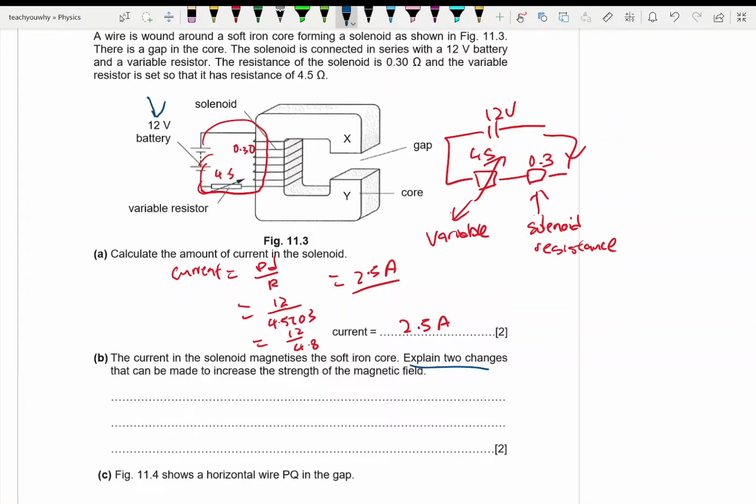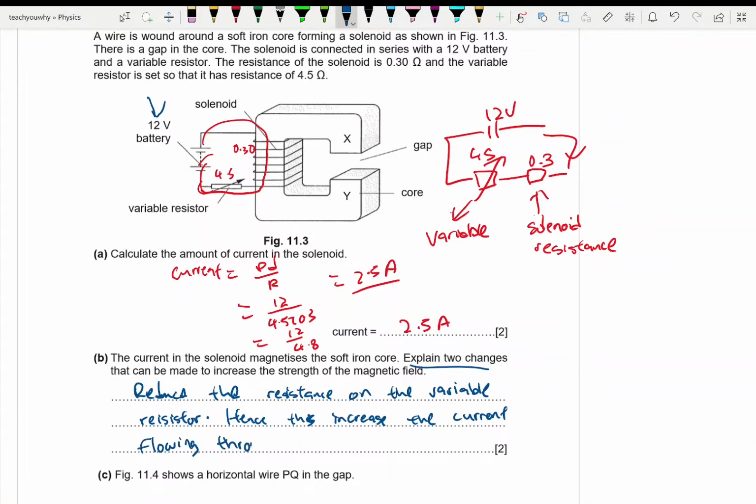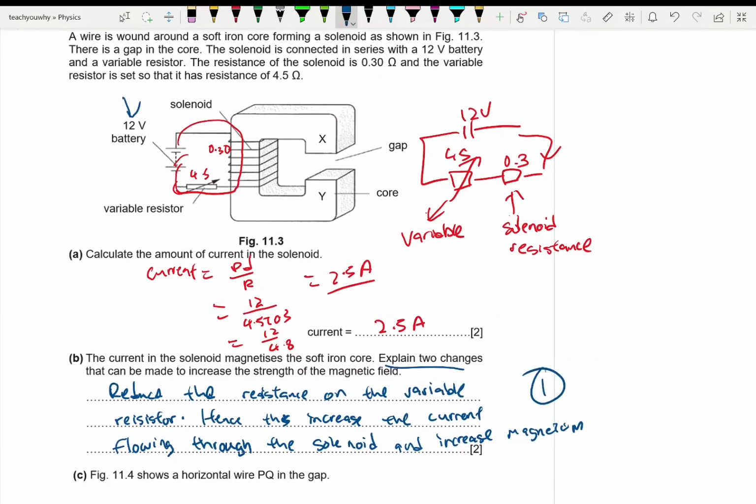One change to this is to reduce the resistance on the variable resistor. Hence, this increases the current flowing through the solenoid and increases magnetism. Too bad, this is only one mark, right, after writing so long, because they want you to explain.